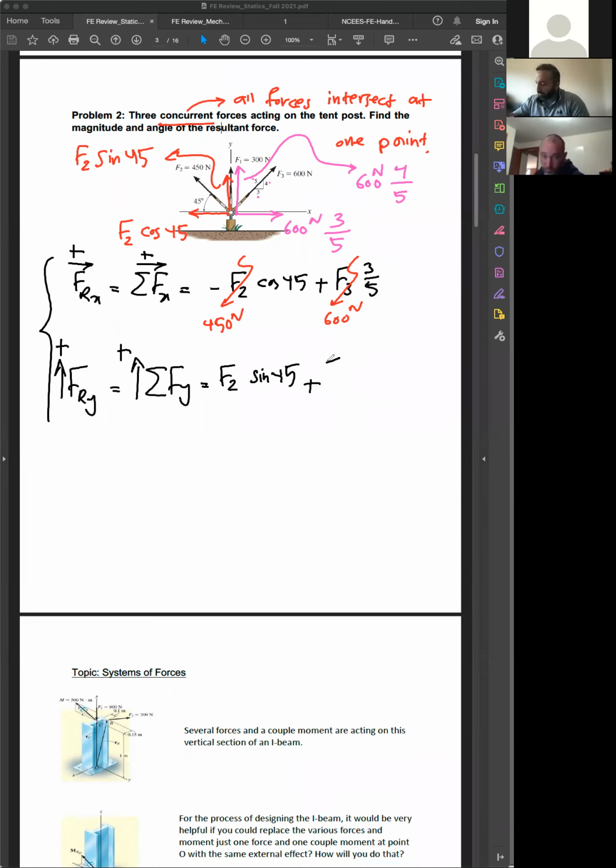Plus F1. F1 is upward. And you have F3, 4/5, upward positive. Here F2 is 450, F1 we already know is 300, and F3 is 600.